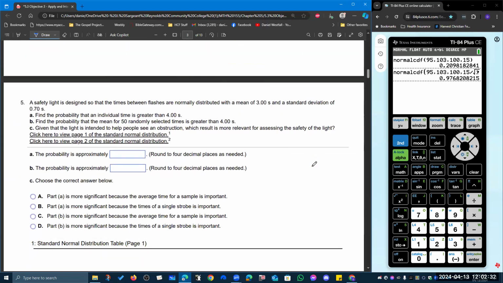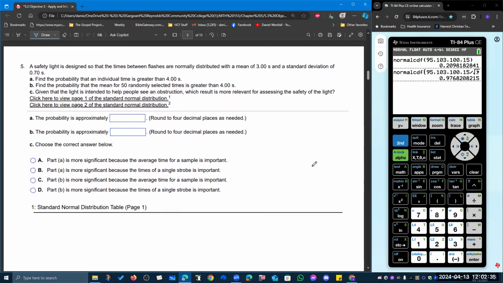All right. Now we're going to go back to using z-tables to answer this question. A safety light is designed so that the times between flashes are normally distributed with a mean of 3.00 seconds and a standard deviation of 0.70 seconds. Find the probability that an individual time is greater than 4 seconds.